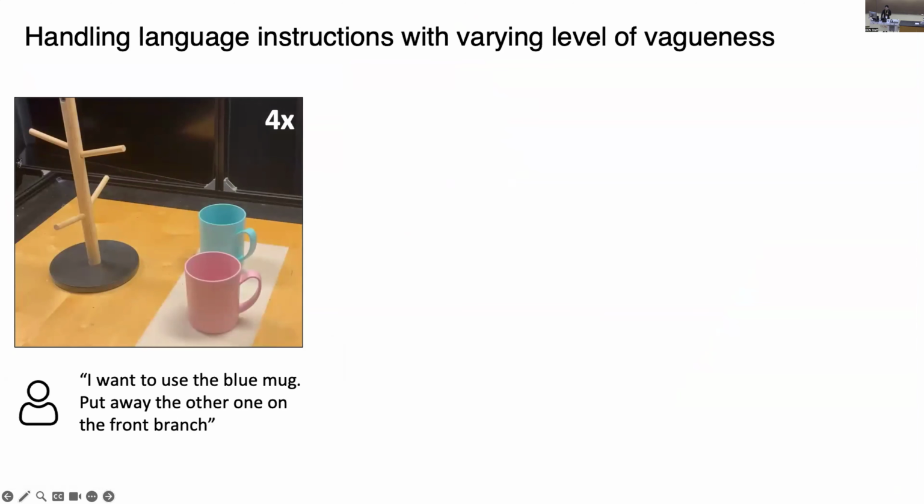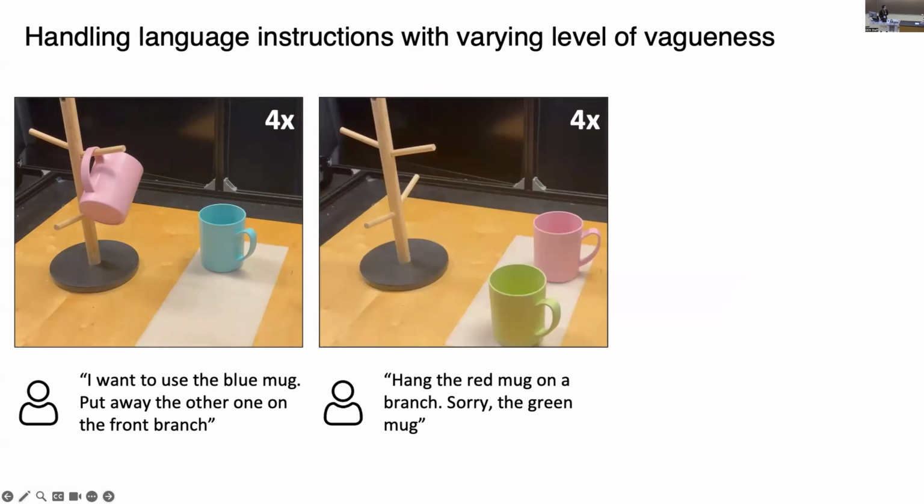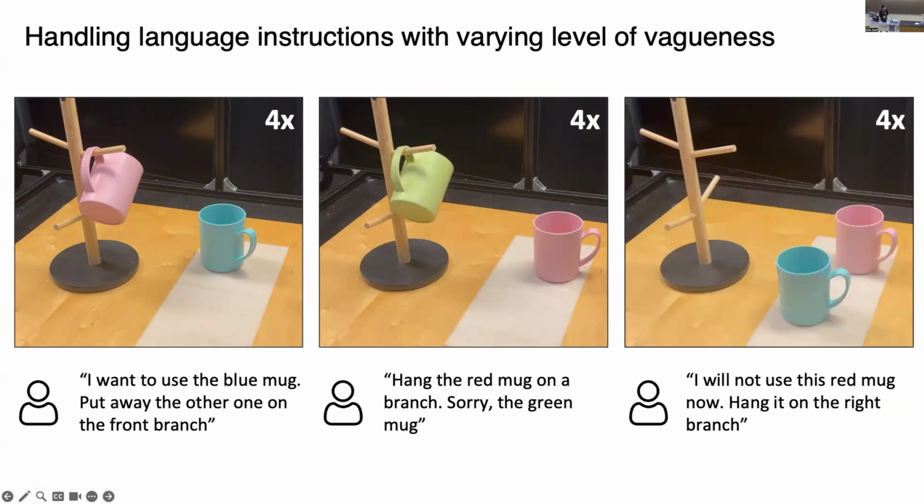We have shown this framework is quite versatile, reliable and robust in handling various kinds of instructions. Like, I want to use a blue mark, put away the other ones, and hang the red marks on a branch. And in the middle, you can retract what you have said and give other instructions. Or you say, I'm not using the red mark, hang this one on the right branch.